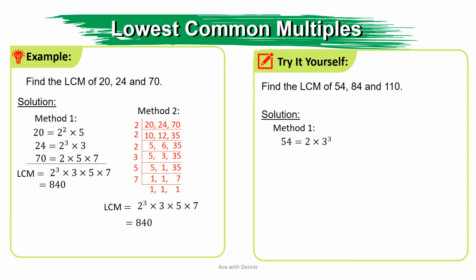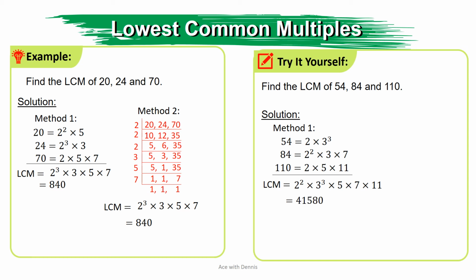Here's the solution. For method 1, 54 equals 2 times 3 cubed. 84 equals 2 squared times 3 times 7. And 110 equals 2 times 5 times 11. Therefore, 2, 3 are the common bases, and 5, 7, and 11 are the uncommon bases. So the LCM will be 2 squared times 3 cubed times 5 times 7 times 11, which gives us 41,580.